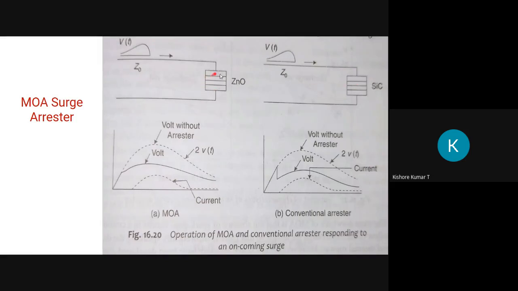Simply, a stack of zinc oxide discs is connected in between line and ground. No special arrangements are provided here. The intermediate gap in between each and every disc will act as a divided spark gap.